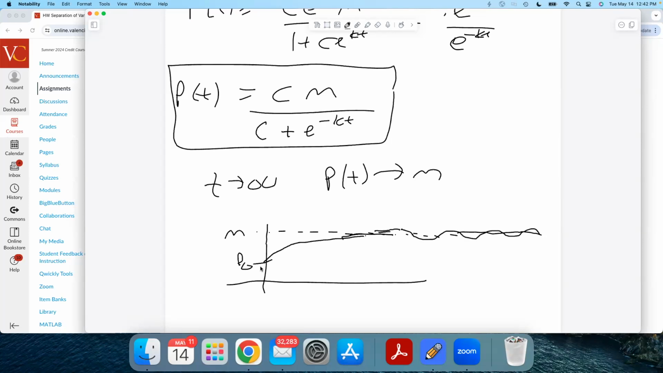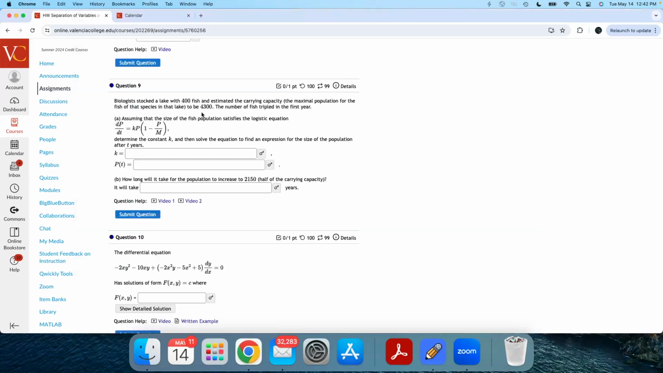Okay, so there's your solution. You will use your initial amount, P of 0, to solve for C. So P of 0 should be 400. You have to do some algebra to solve for C. There's your carrying capacity; that's M. Oh, there had to be more information. I couldn't find it. There it is.